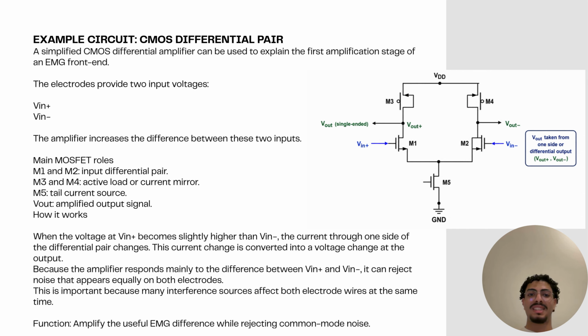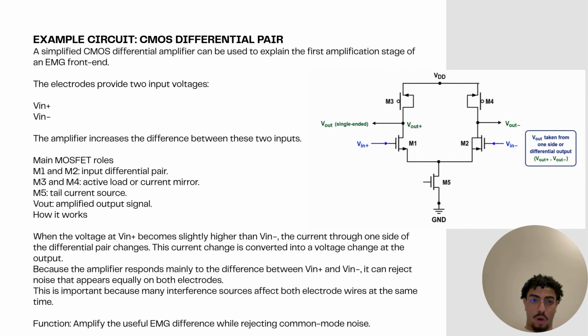The output is the amplified signal here. When the voltage in positive becomes slightly higher than the voltage in negative, the current through one side of the differential pair changes. This current change is then converted into a voltage change at the output. The important point is that the amplifier responds mainly to differences between the two inputs.